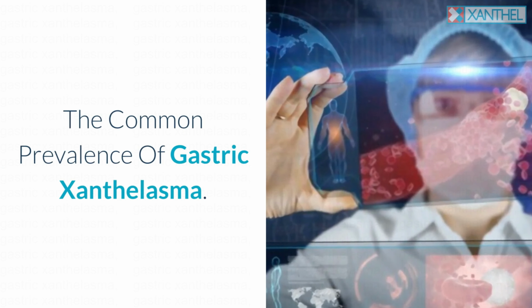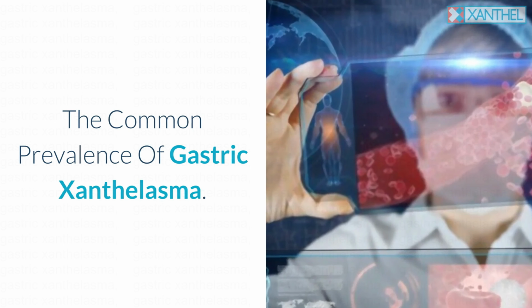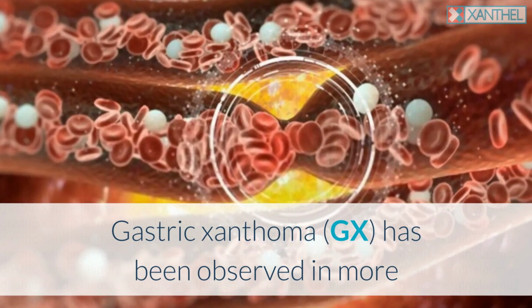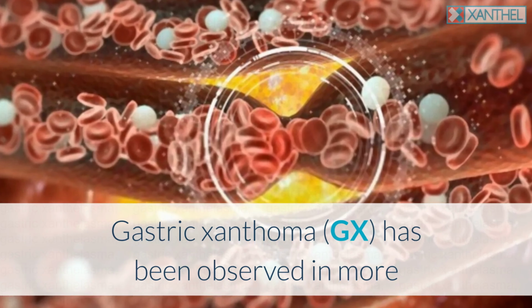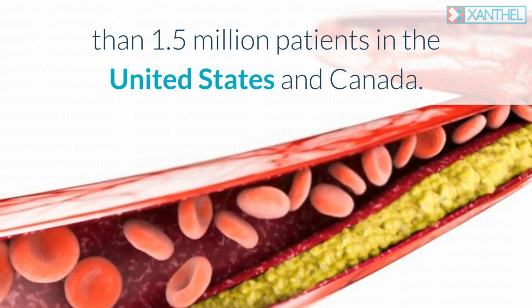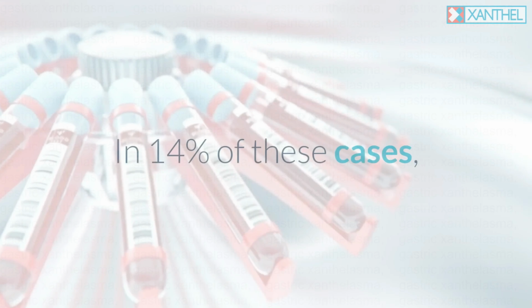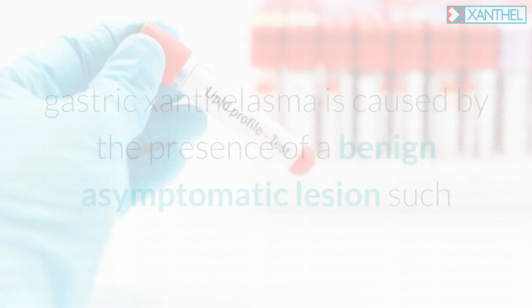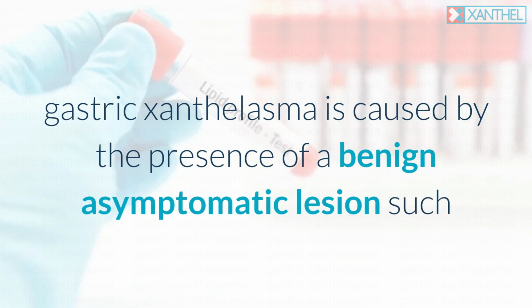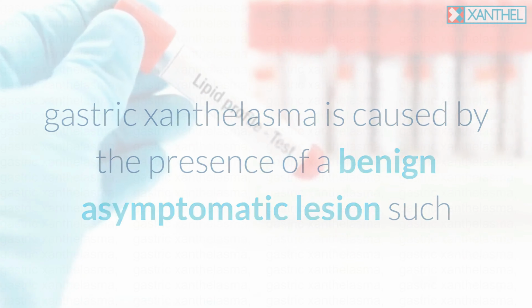The common prevalence of gastric xanthelasma. Gastric Xanthoma (GX) has been observed in more than 1.5 million patients in the United States and Canada. In 14% of these cases, gastric xanthelasma is caused by the presence of a benign asymptomatic lesion such as ulcerative colitis or colorectal cancer.